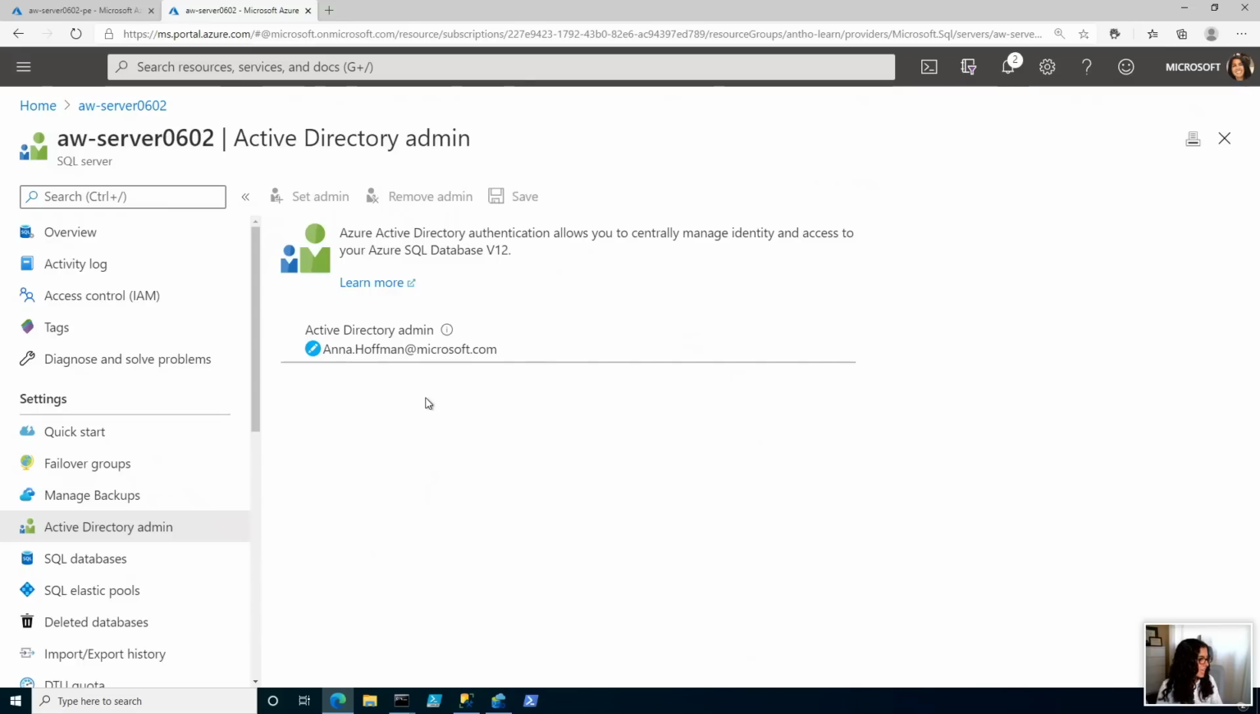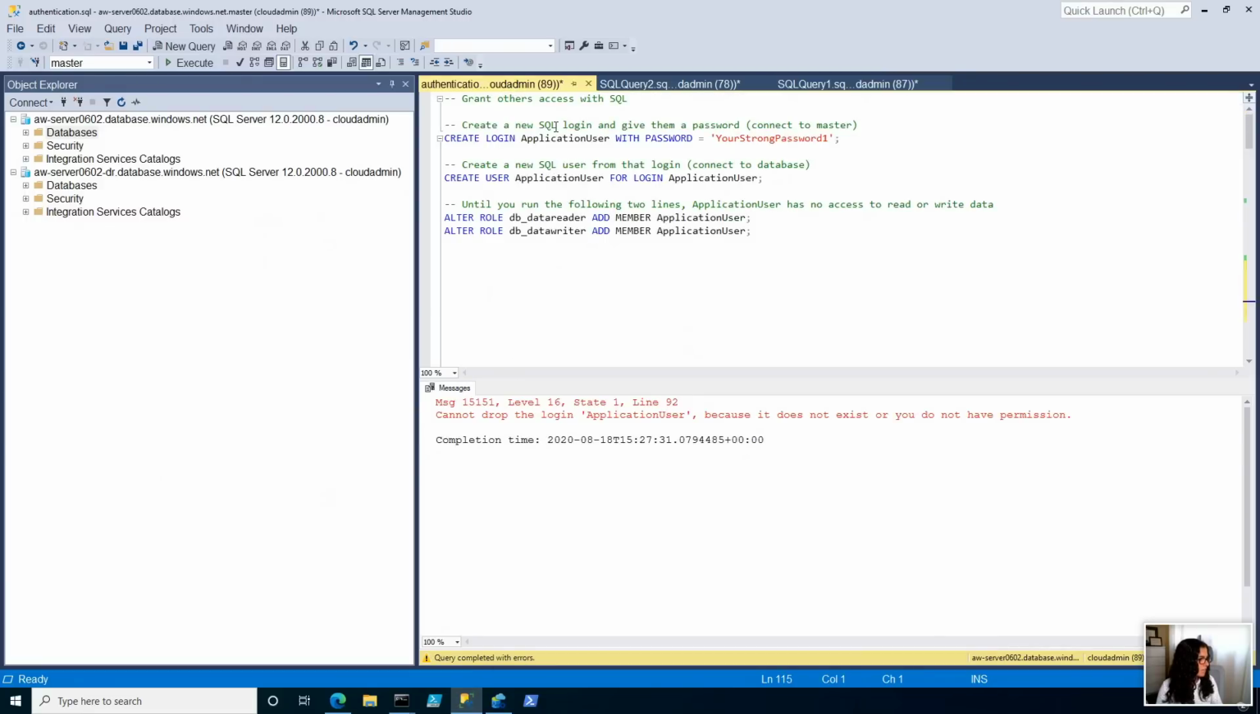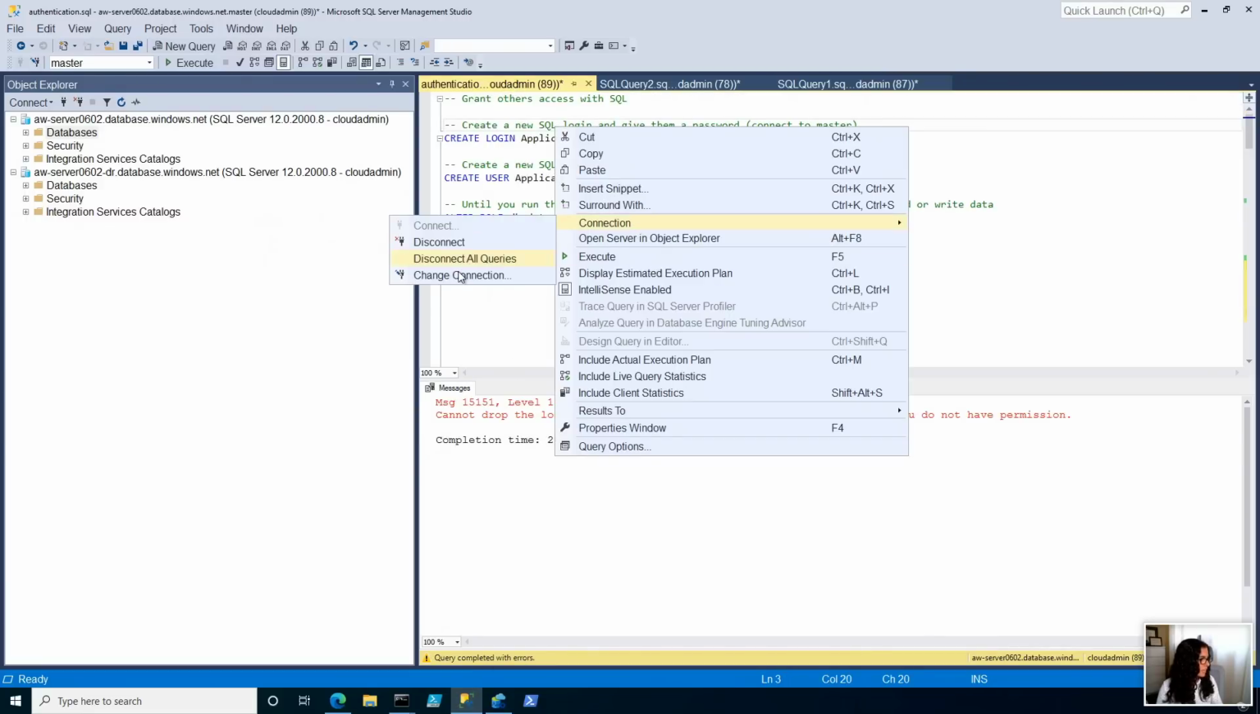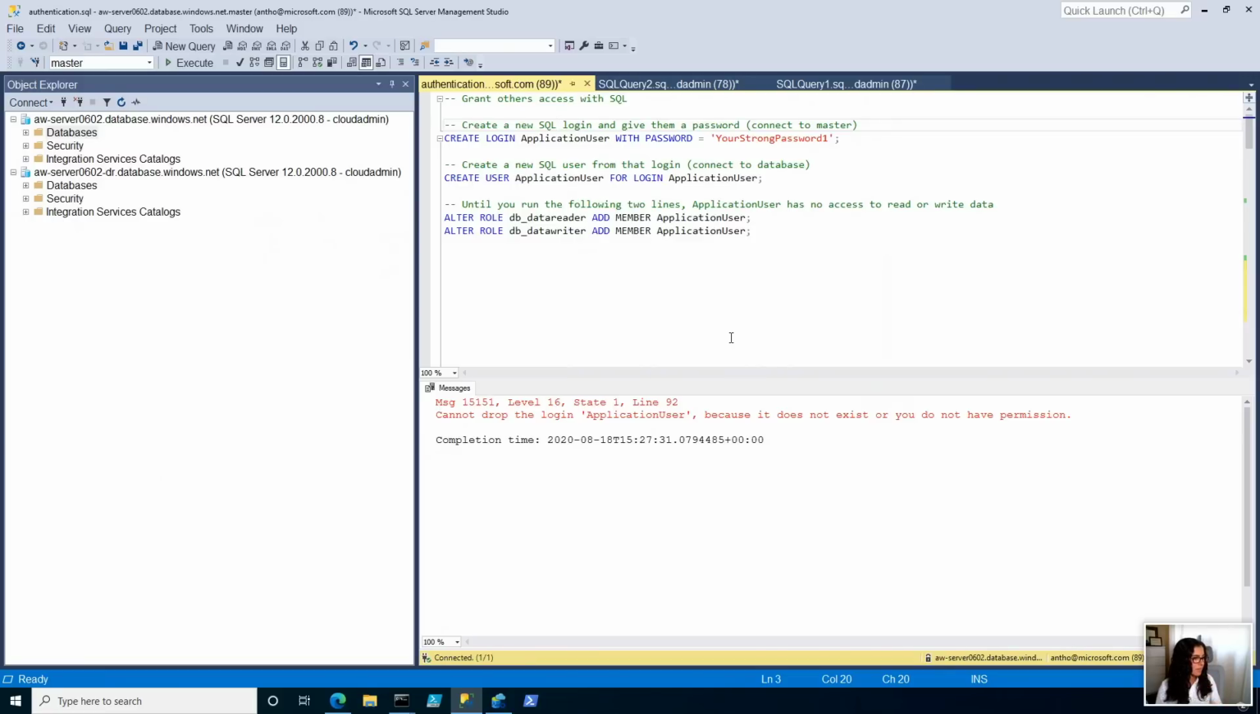Once this is saved, and it usually takes just a few moments, I can switch back over to SSMS, and I have this other script, and I'm just going to connect using Azure Active Directory. You see there are a few options here, either password, integrated, or universal with MFA. So I'm just going to connect using MFA. It might call my phone, but I did this earlier. So now we're connected.